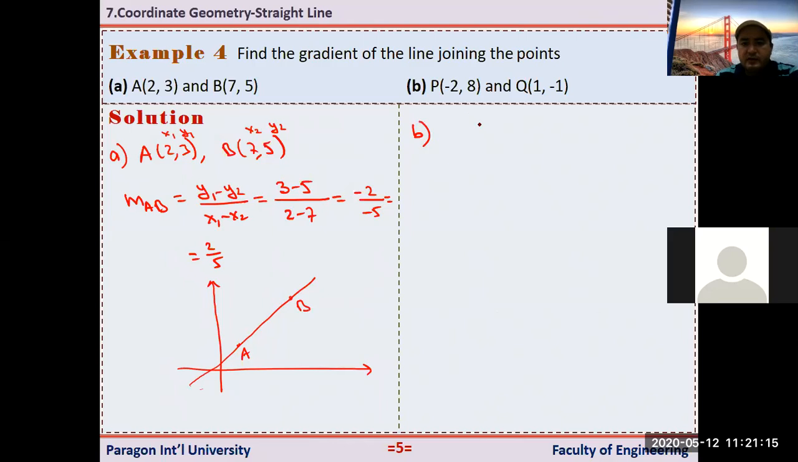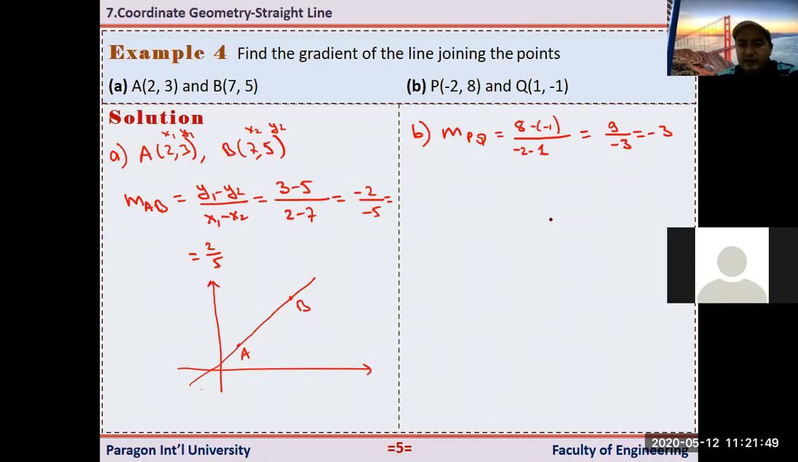All right. In example B, the gradient of PQ equals y1 minus y2 over x1 minus x2, which is 8 minus (-1) over -2 minus 1, which is equal to 9 over -3. That's equal to -3. Okay.